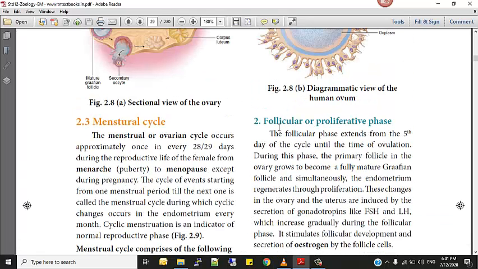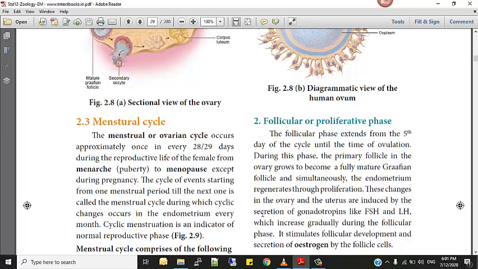Now, let us move on to the follicular or proliferative phase. The follicular phase extends from the 5th day of the cycle until the time of ovulation. During this phase, what will happen? Just now we saw the primary follicles in the ovary grow to become a fully mature Graafian follicle, and simultaneously the endometrium regenerates through proliferation. These changes in the ovary and the uterus are induced by hormones.